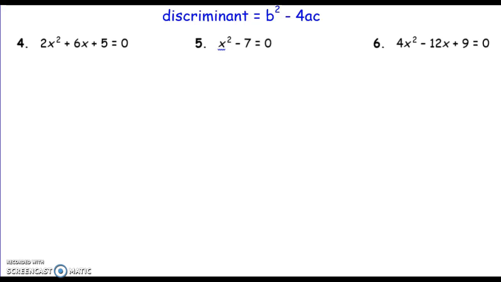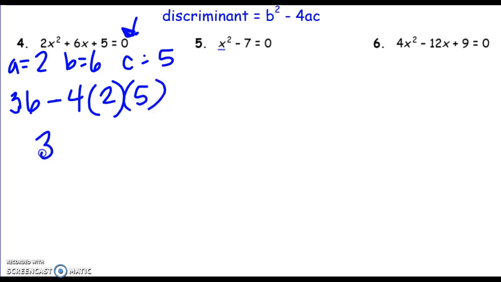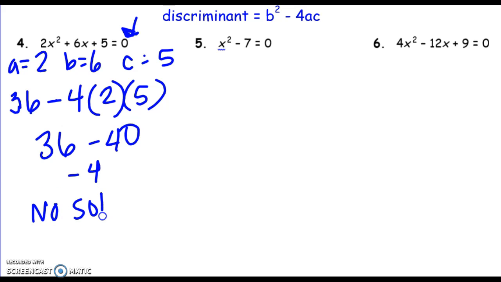Okay, moving on. Some of these are missing, and so I have A, which would be my 2, B, which would be my 6, and C, which would be my 5. Notice that I want it to always equal 0. If it does not equal 0, you have to make sure that it does equal 0. So I'm going to do b squared minus 4ac, which would be 36 minus 4 times 2 times 5, which would be 36 minus 40, which would be a negative 4, and no solutions because it's negative.